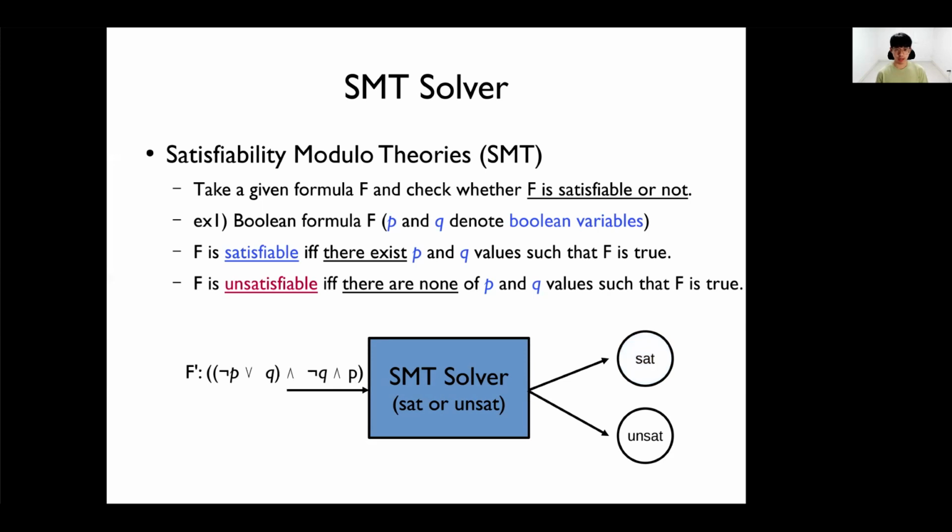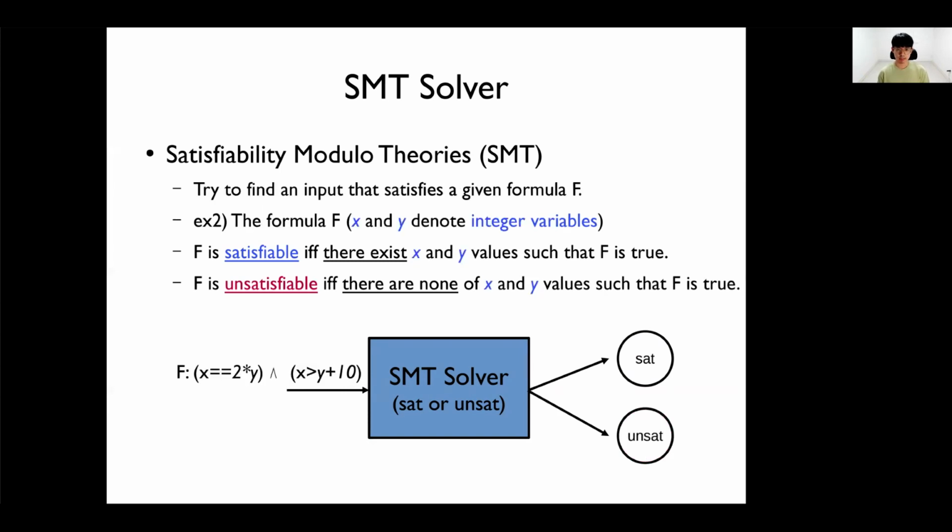How about another formula F prime, which is the conjunction of (not P or Q), not Q, and P? Is it a satisfiable formula or an unsatisfiable formula? I will give 5 seconds. Okay, in this case, there are no P and Q values such that F prime is true. So F prime is an unsatisfiable formula.